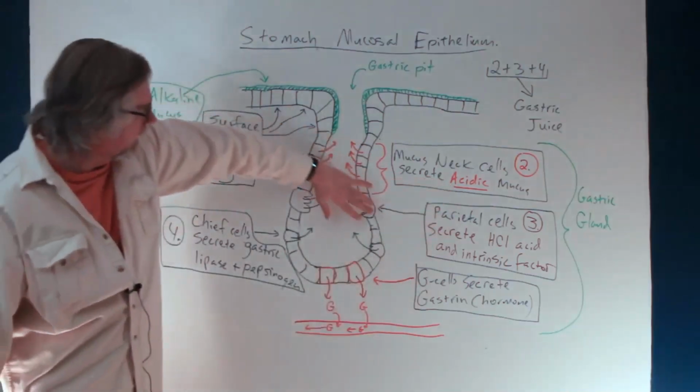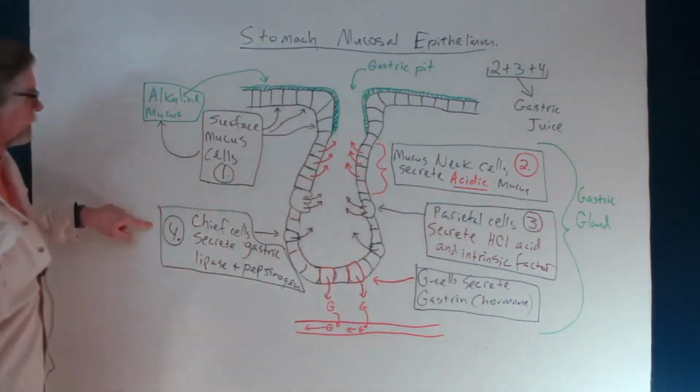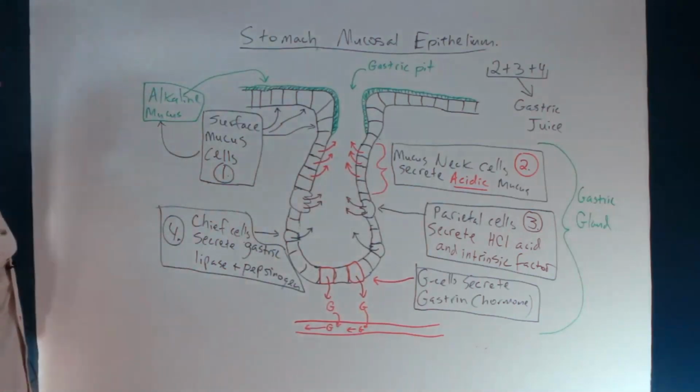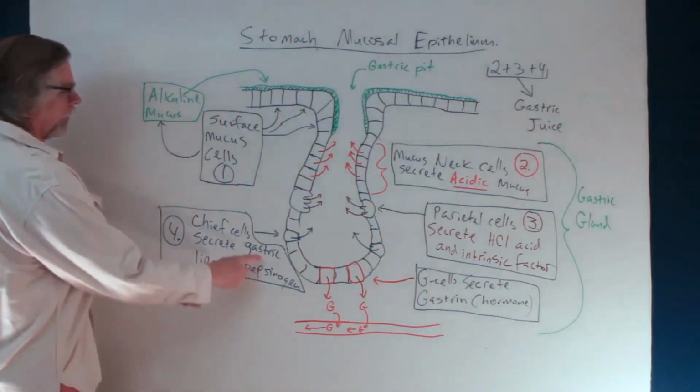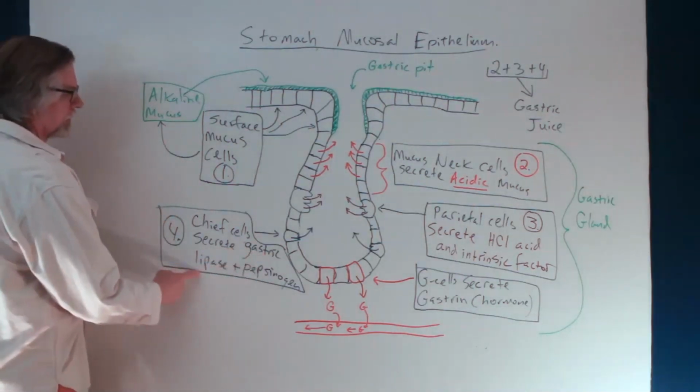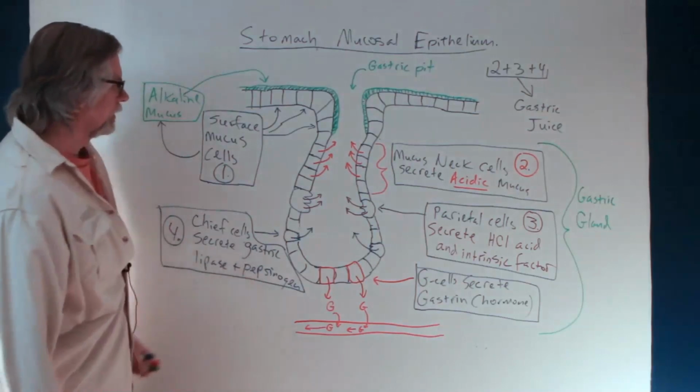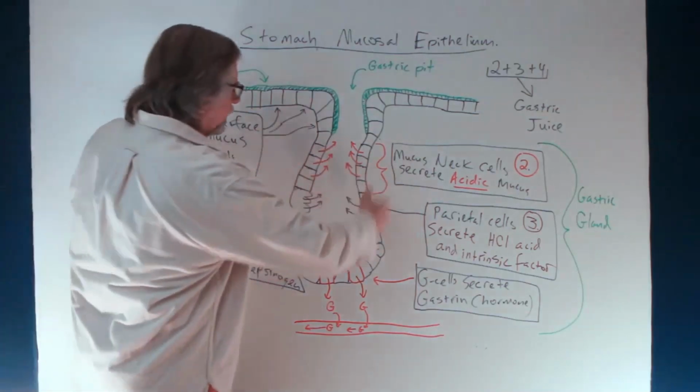Deeper in the gastric gland are what are called the chief cells. The chief cells are making 2 different types of digestive enzymes. One is called gastric lipase, the other is called pepsinogen. That's also going to mix in.